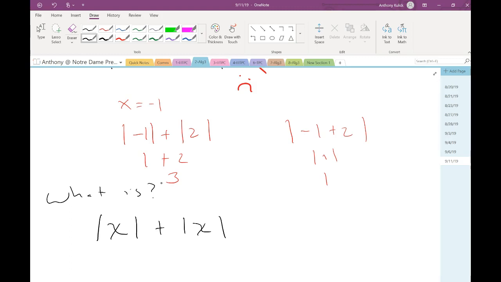Can I add these together? Yeah. So the absolute value of x and the absolute value of x are like terms. So when I add them together, I just get 2 absolute value of x's. Everybody okay with that idea?